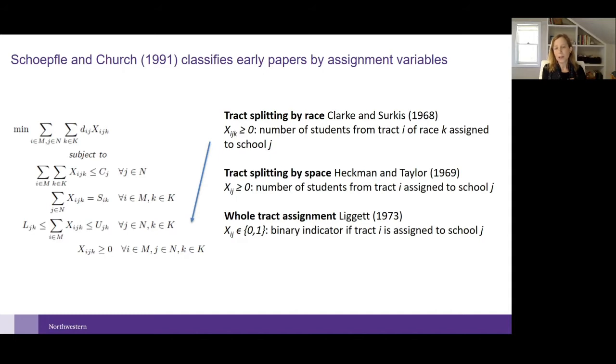So Liggett in '73 is the first time that integer variables are used, these binary indicator variables. And I'll talk about where we are now in terms of solving these problems, and that is the way that it tends to be modeled.